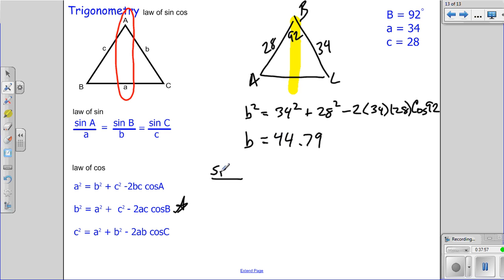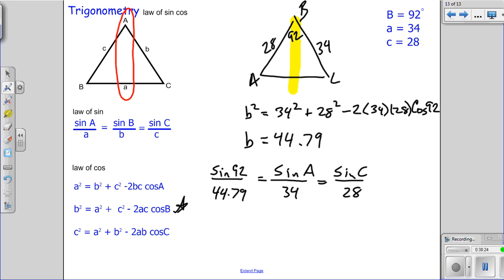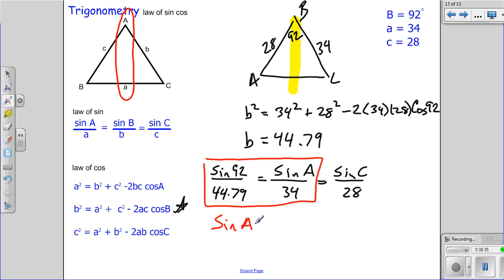So we have sine of b, which is 92, divided by 44.79, and keep all those decimals, is equivalent to the sine of a, which we don't know, over 34, which is equivalent to the sine of c divided by 28. Again, in this case, you would use your calculator. You set up a cross multiplication. If we were to do a, we would just look at those two pieces, cross multiply and divide out.